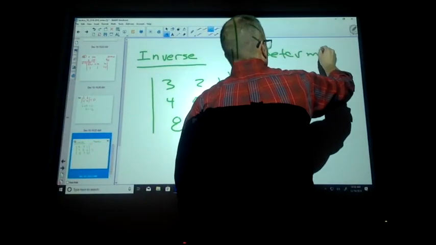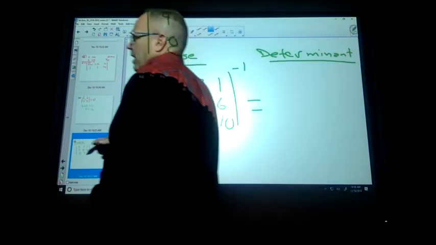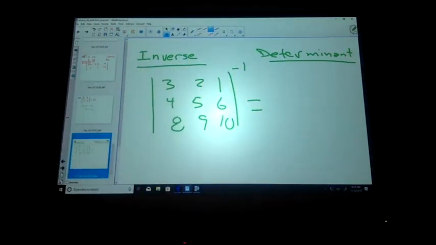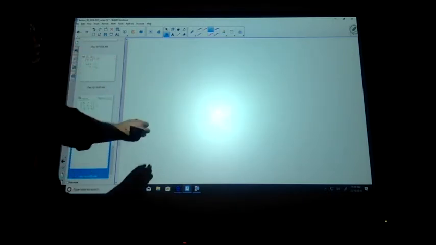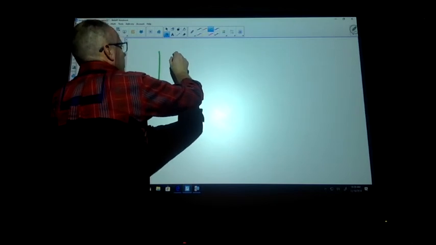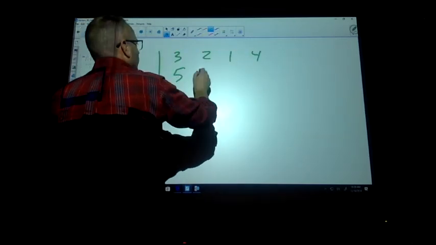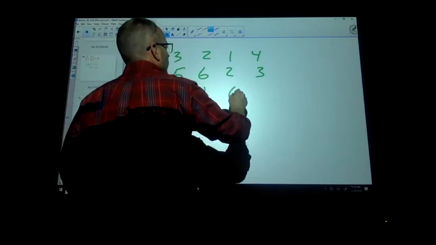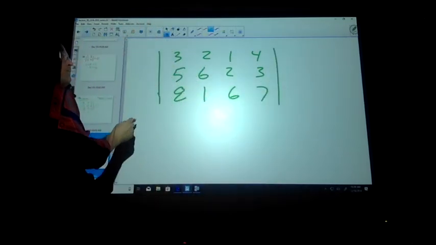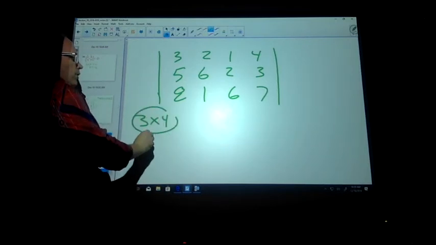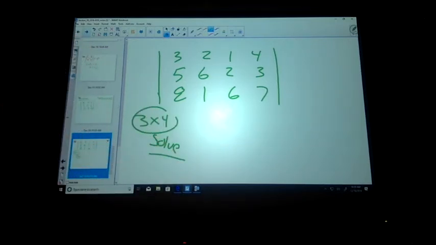What's the main thing that has to happen with determinants and inverses? What does a matrix C have to be? It has to be square. It has to be a 2 by 2, a 3 by 3, a 4 by 4, a 5 by 5. Nothing else works. It can't be a 1 by 9. So if I plug into my matrix C, this is a what by what matrix? It is a 3 by 4. If I wanted you to solve a 3 by 4, you have to plug this in. And what's the fancy key we have to hit in order to solve it?